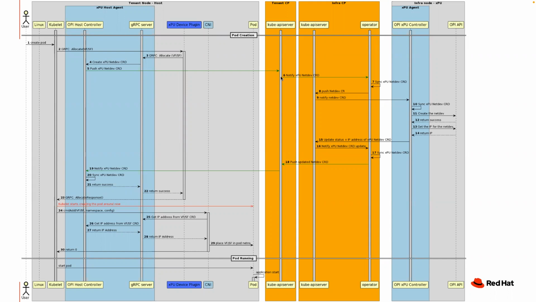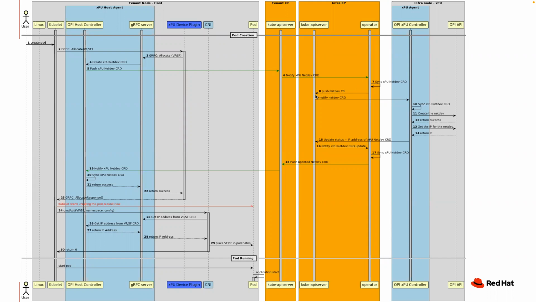Now, we know that this is already being monitored by the operator. So as soon as this update happens, a notify signal goes out to the operator to tell it that there's a new NetDev CRD available. So the operator will pull down that CRD, and it has to push it to the local Kube API server at the moment. We can discuss different models around this, but let's just follow through with the sequence diagram for now, and maybe we can optimize it later.